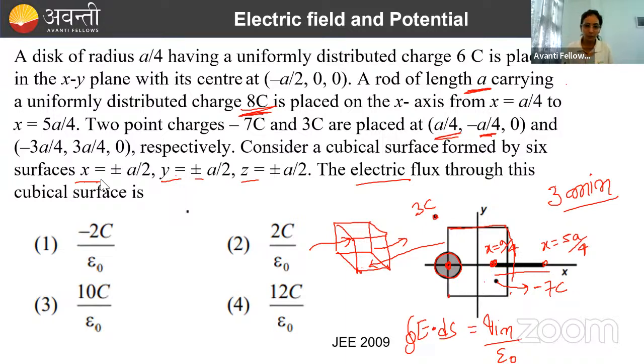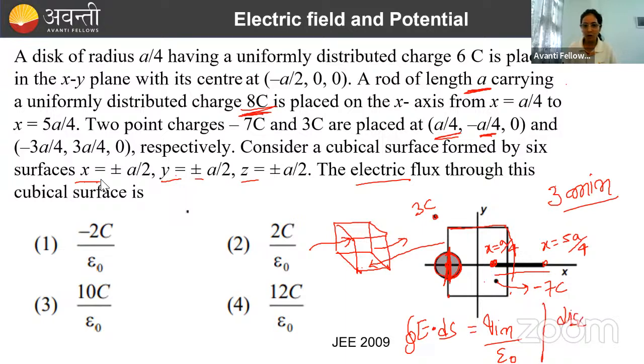If you look carefully, half the portion of the disk will be there. Overall on the disk there are 6 coulomb of charge, so in half the portion there will be 3 coulomb. So what are we getting? Just keep on writing here.